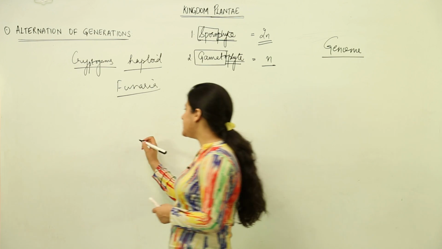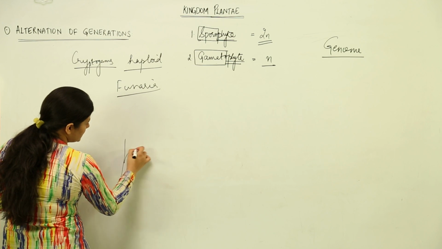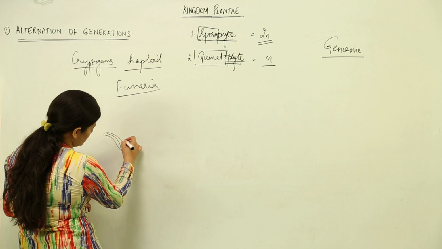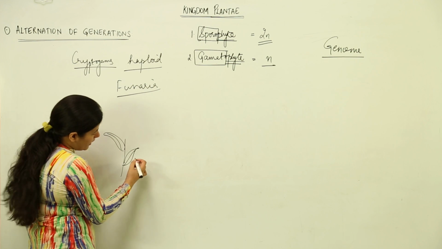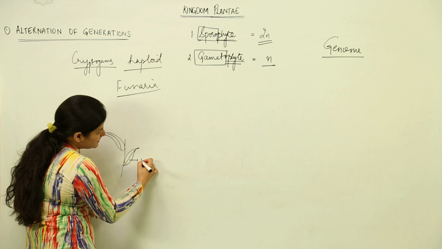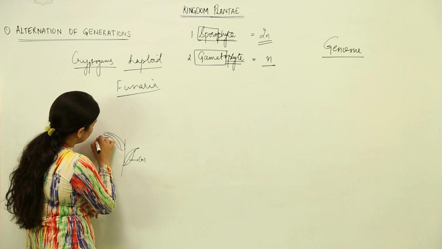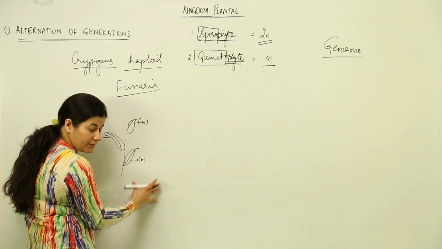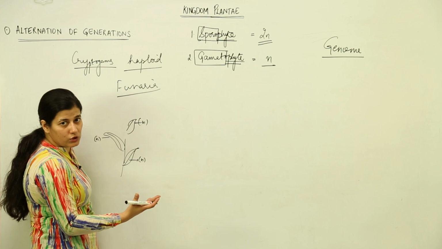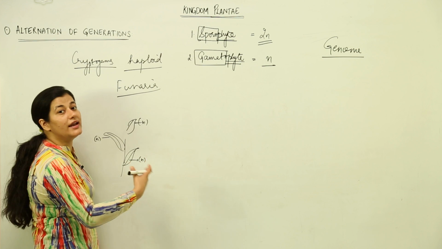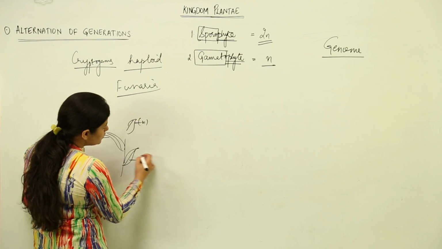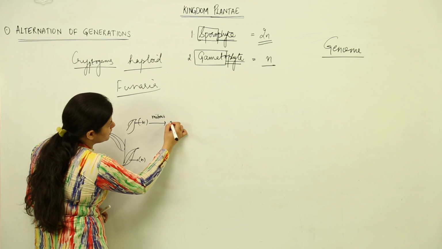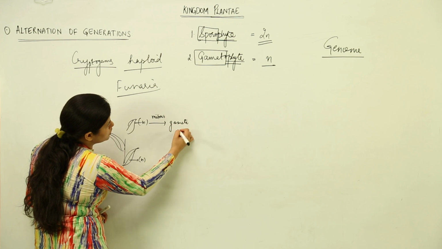Why? Because supposedly, I am just going to give you an example. This is some part of the plant. I am drawing these leaves just to show that these are plants. This entire plant is N. And when it has to form sexual gametes, it will not undergo meiosis because it would be reduced to N by 2, which is not possible. So simply by mitosis, a gamete would be formed, which is also N.